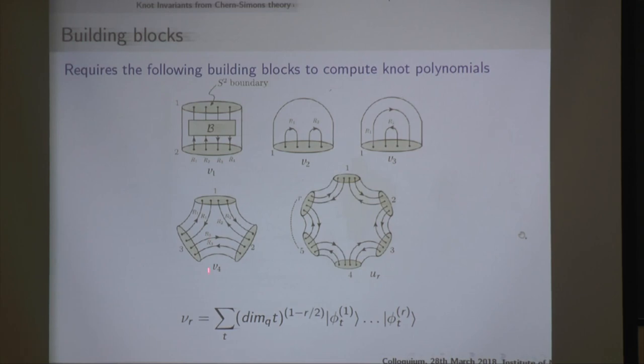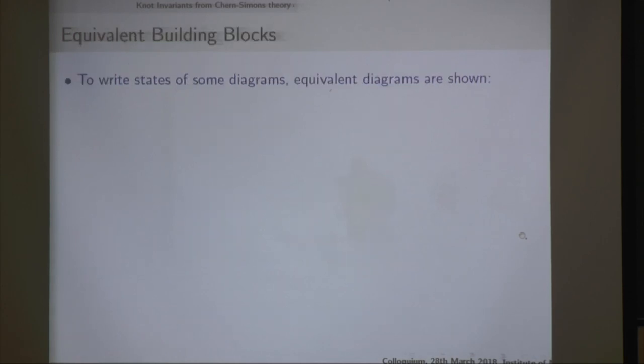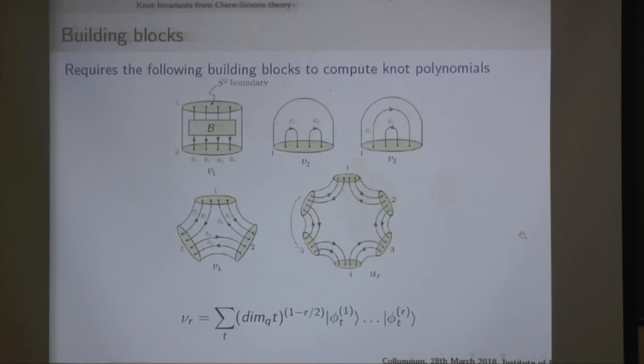So for the three boundary or R boundary, this also was fixed by systematic gluing. Suppose you take this and glue one of them, you should get back the answer with one less boundary and one unknot squared and so on. So this helped us to fix this coefficient.